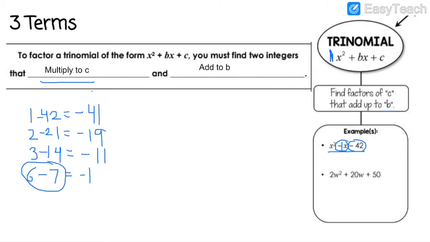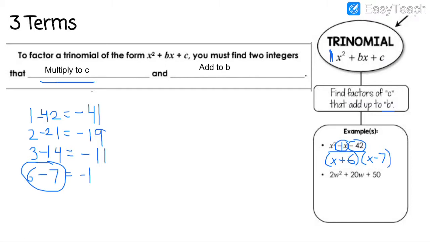So once we do that, we plug it into our x plus a number. So x plus 6 times x plus another number. But instead of doing plus, I'm going to do a minus because x plus negative 7 will change to a minus 7.